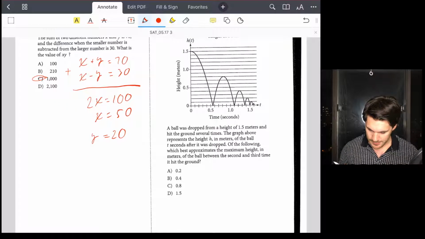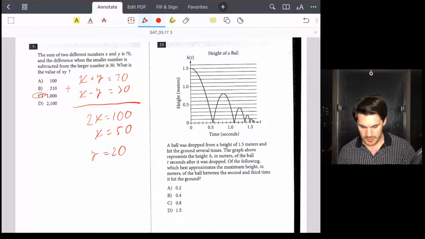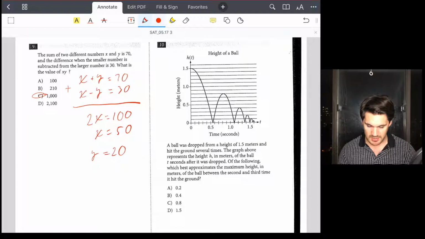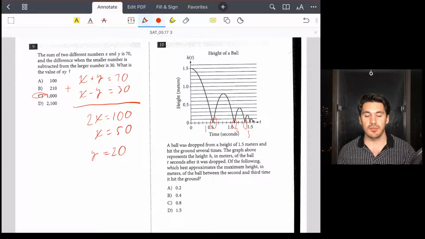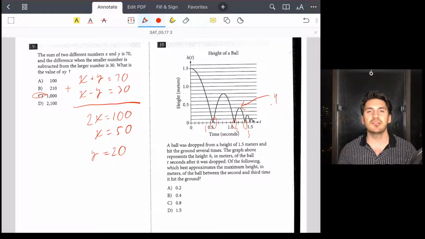Number 10, bunch of information, and then of the following, which best approximates the maximum height in meters of the ball between the second and third time it hit the ground? So let's see. This is the first time it hits the ground. This is the second time. This is the third time. The maximum height between the second and third time is right here. We're pointing the arrow, which is 0.4. So our answer is B, 0.4.